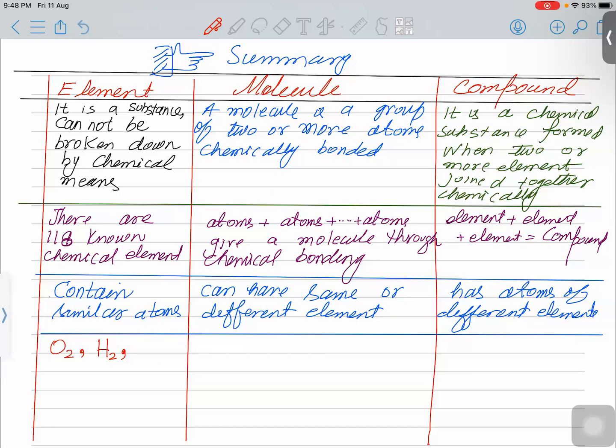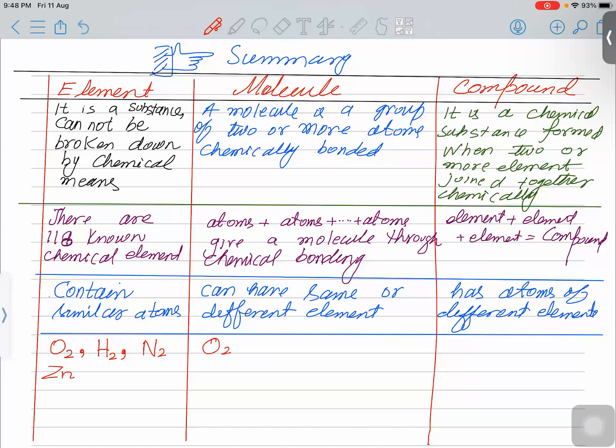H2O is a compound, right? Yes, sir. And also H2O is a molecule. Yes, it is a water molecule, but it is not an element. In molecules, we have different atoms. Hydrogen, nitrogen, zinc, all are elements.